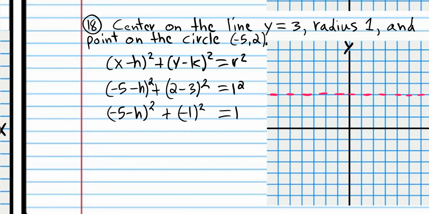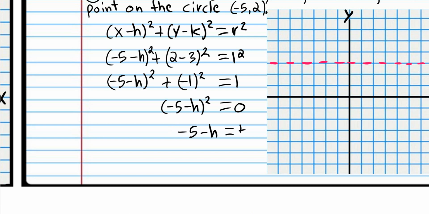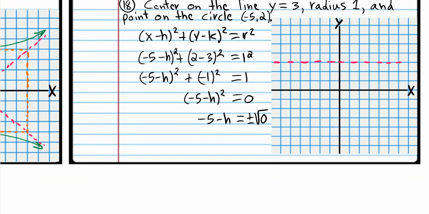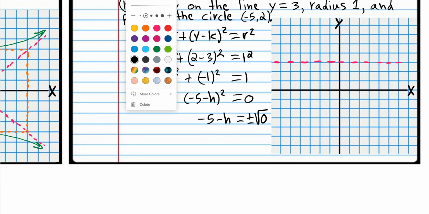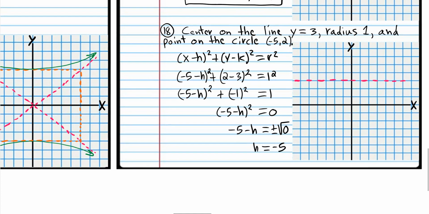Okay, so we get 1 here, and then subtract 1 from both sides, we end up with 0. Then if we square root both sides, we get negative 5 minus h is equal to plus or minus square root 0. The square root of 0 is just 0, and plus or minus 0 is the same thing. It's just 0 regardless of the sign. So if we put h on the other side, we get h is equal to negative 5. So now we have the x value of the center.